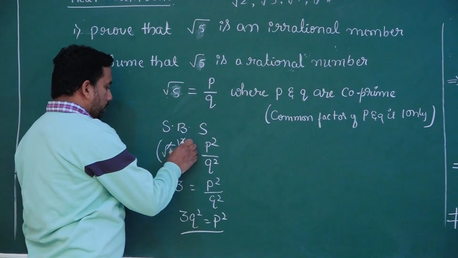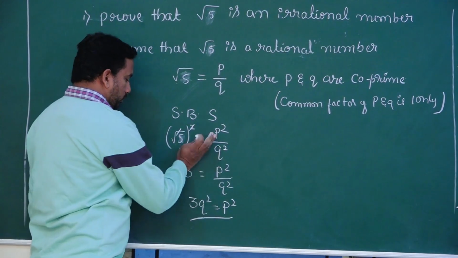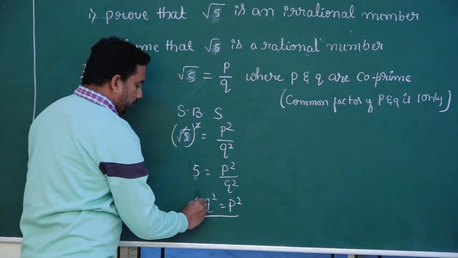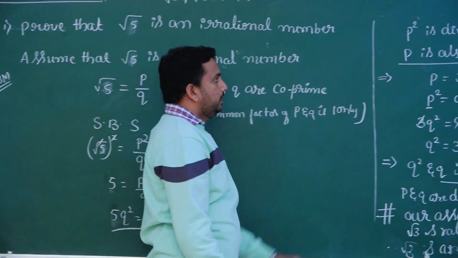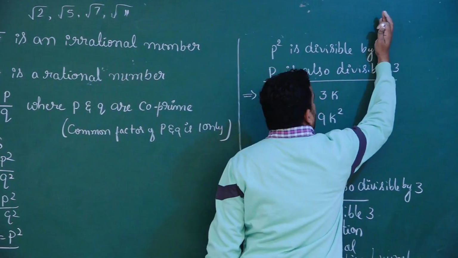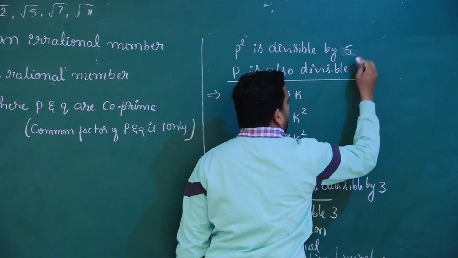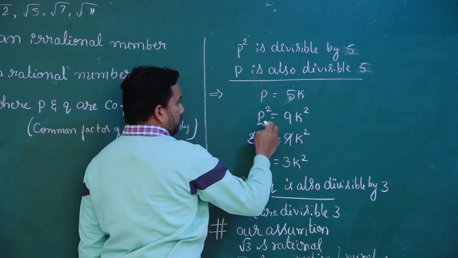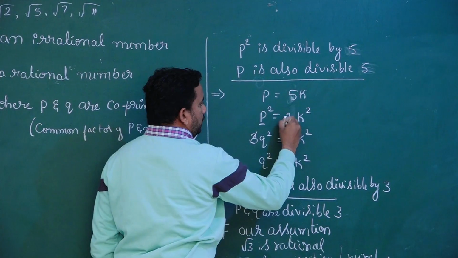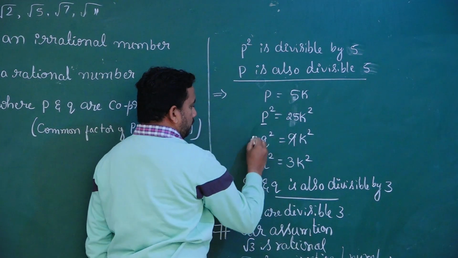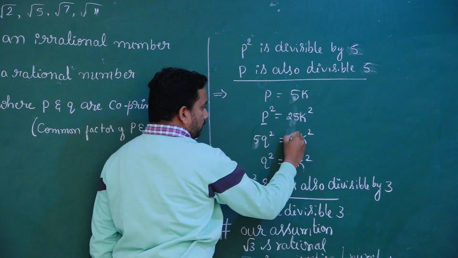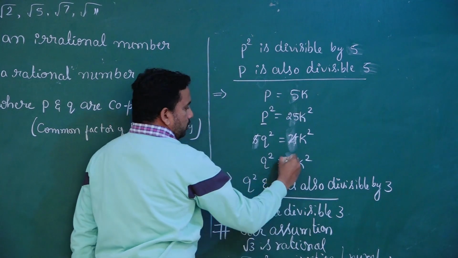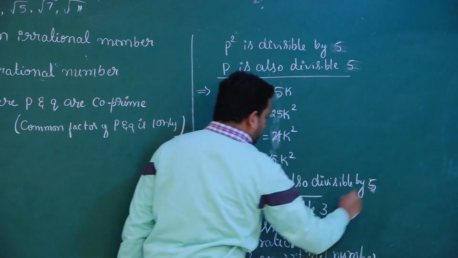Here also, squaring on both sides, instead of 3 we get 5. So 5 is equal to p square by q square, and we get 5q square is equal to p square. So p square is divisible by 5, and p is also divisible by 5. Then p is equal to a multiple of 5, and squaring we get 25. So here it just changes to 5.